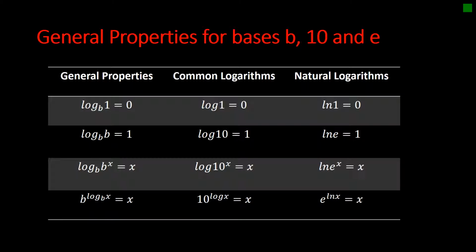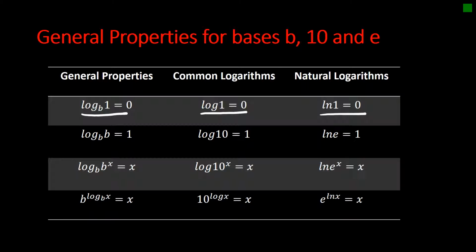So, the first property, log base B of 1 is 0. So that's for any base. So log base 10, or just log of 1, is 0. And natural log of 1 is 0. Okay, so log base B of 1 is 0.